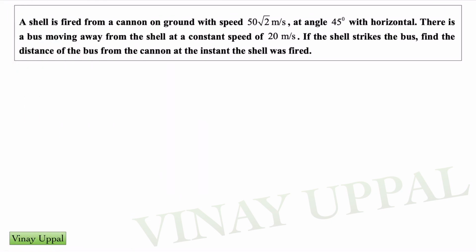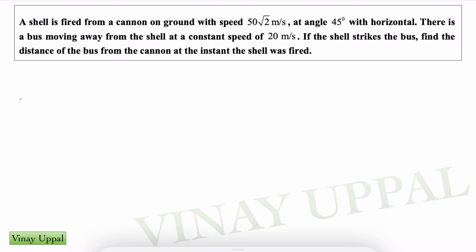Alright, let's look at another question. A shell is fired from a cannon on the ground with a speed 50 root 2 meter per second at an angle of 45 degrees to the horizontal. So this is a projectile motion. There is a bus moving away from the shell at a constant speed 20 meter per second. If the shell strikes the bus, find the distance of the bus from the cannon at the instant the shell was fired. So let me first draw the diagram. And actually, if you want, you can pause the video right now and try this question using the concept of relative motion, and then you can take a look at my solution.